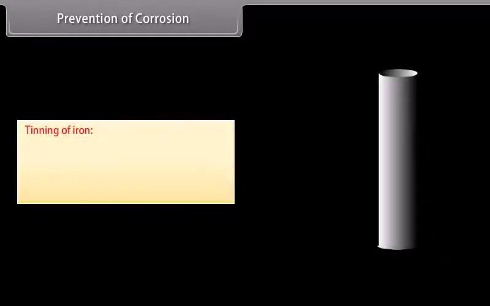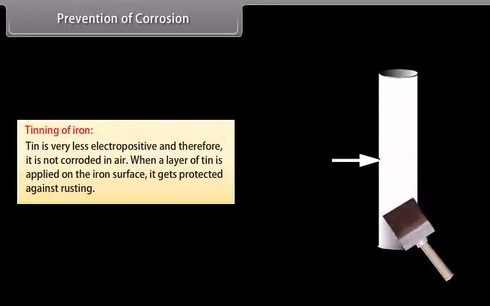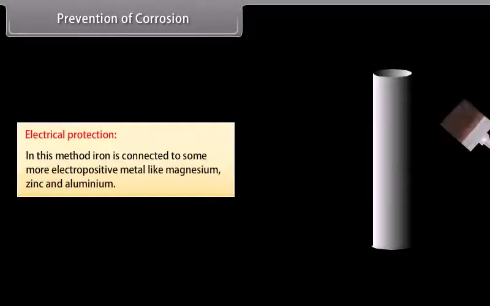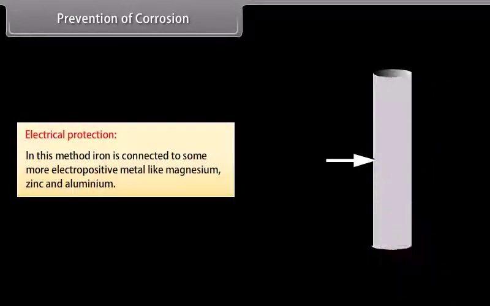Tinning of iron. Tin is very less electropositive and therefore it is not corroded in air. When a layer of tin is applied on the iron surface, it gets protected against rusting. Electrical protection. In this method, iron is connected to some more electropositive metal like magnesium, zinc, and aluminium.